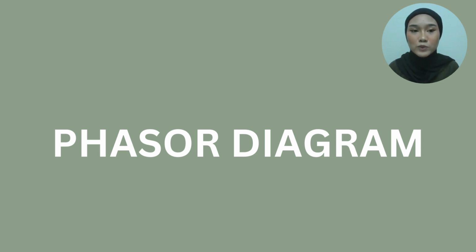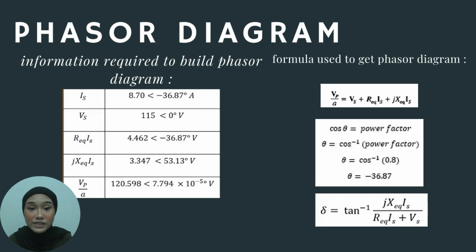So today, I will explain how to construct a phasor diagram based on the question that we got. From the previous calculation that my friends did, we could determine the value of current secondary, voltage secondary, R equivalent multiplied by current secondary, X equivalent multiplied with current secondary, and lastly, voltage prime over A. To get the value of voltage prime over A, theta, and torque angle, we could use the formula here. And for the theta, since the power factor is lagging, the value of theta should be negative.